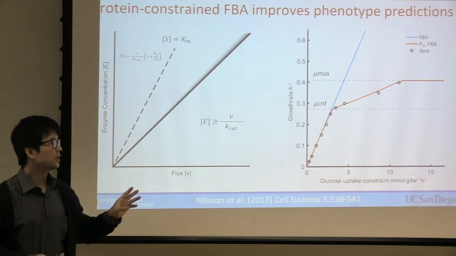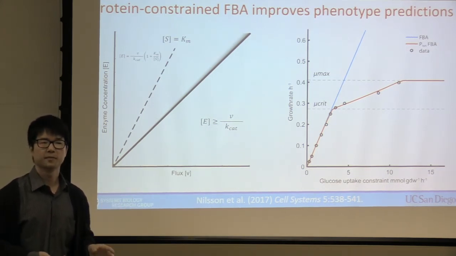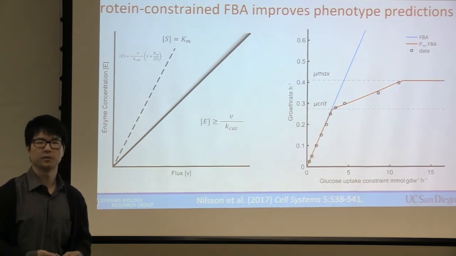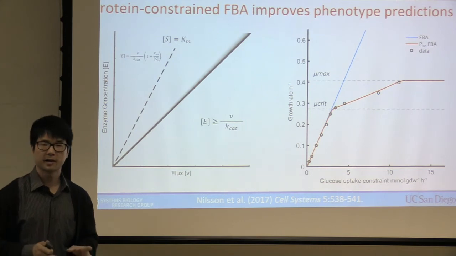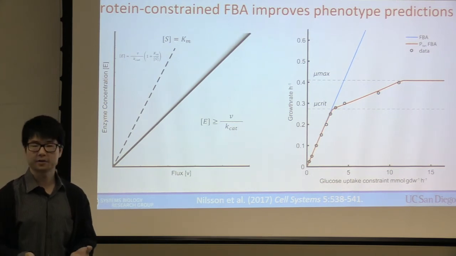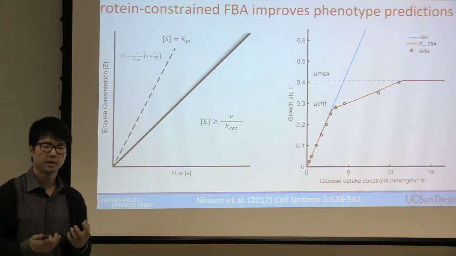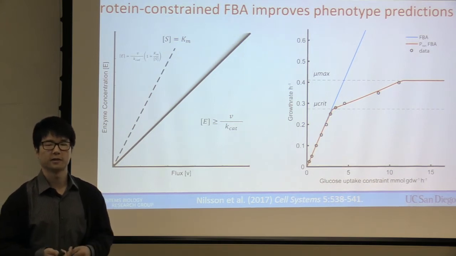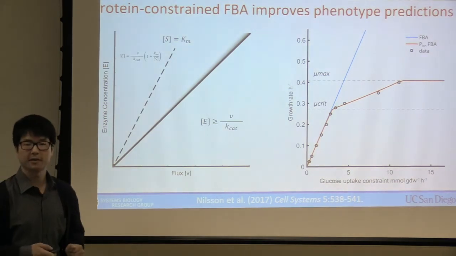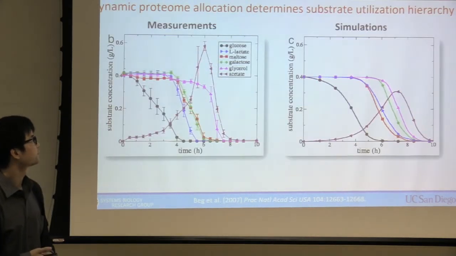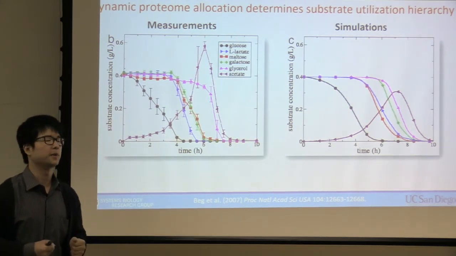But if we impose these proteome capacity constraints, we don't have to limit the glucose uptake rate anymore. If you get all of your rate constants correct and you get your total proteome mass correct, you'll actually be able to predict de novo the uptake rate more or less correctly. So that's the first advantage of adding these constraints. And we can go on to predict even more complex metabolic behavior.